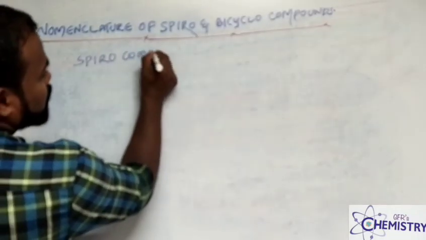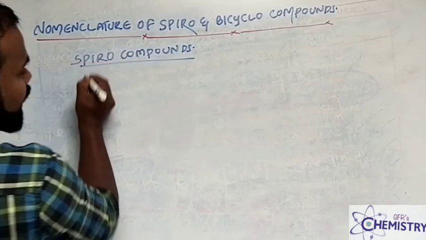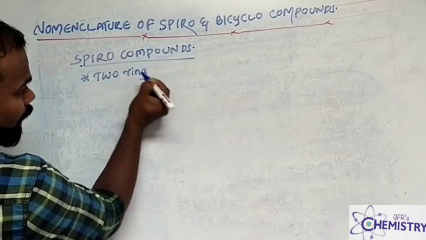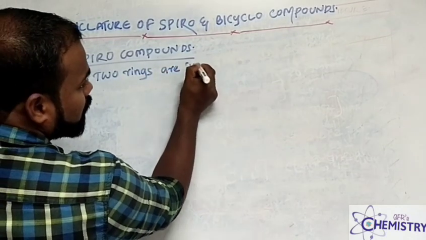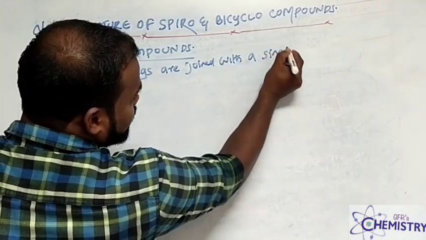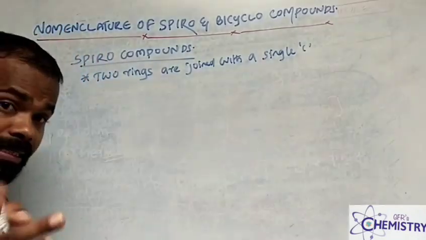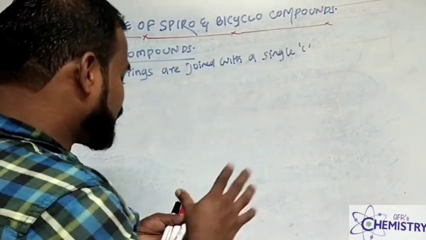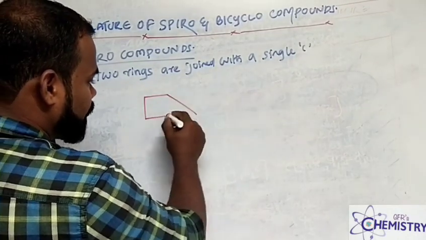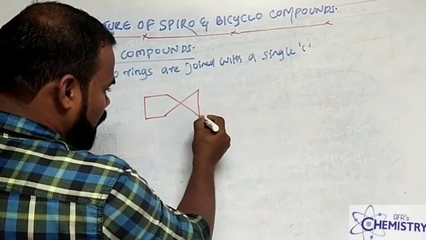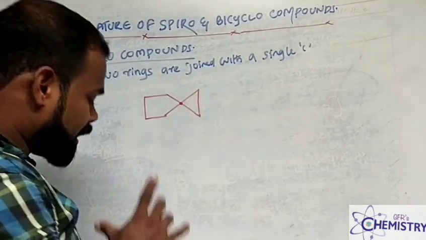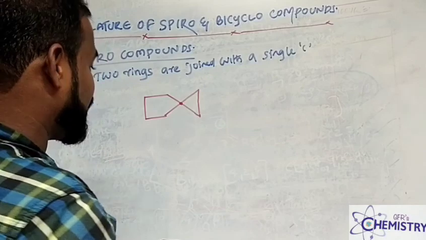Spiro compounds. Spiro compounds means 2 rings are joined with a single carbon. Then how can we draw that? Just listen here. If I take this one, look here, only 1 carbon is joining. Then in this case 4 lines are passed. That one only you can select.